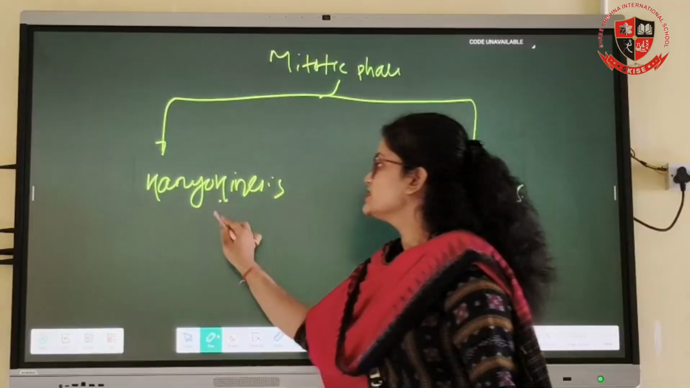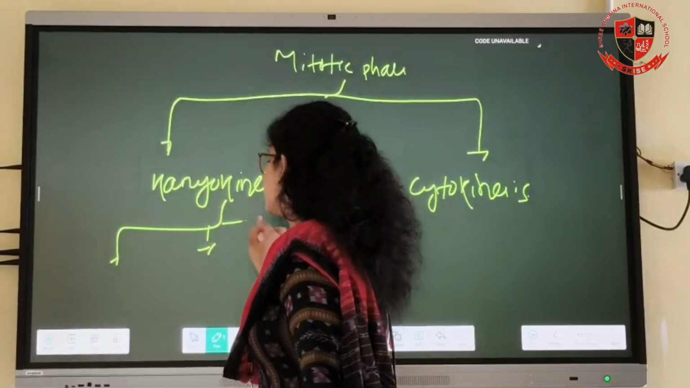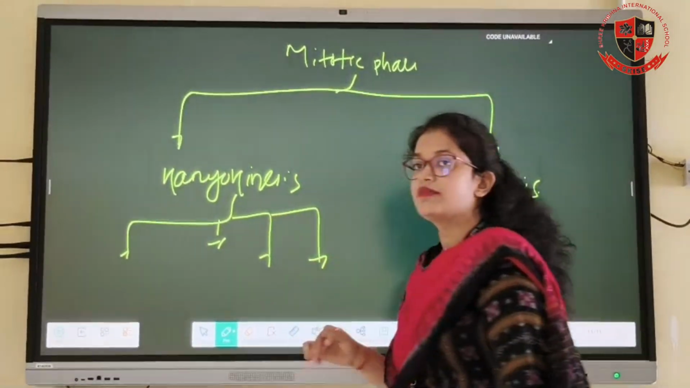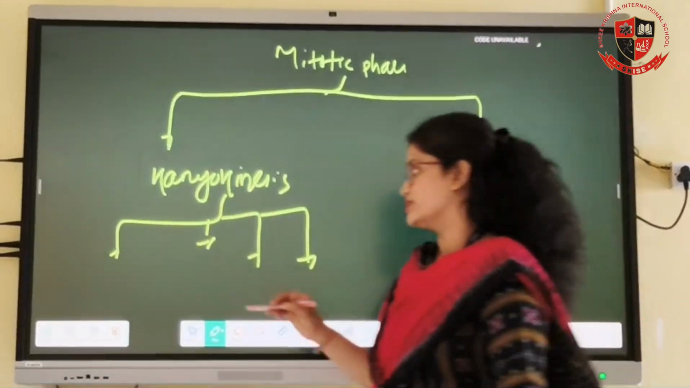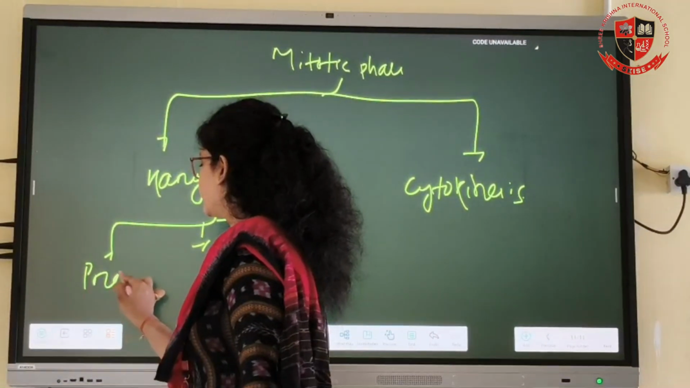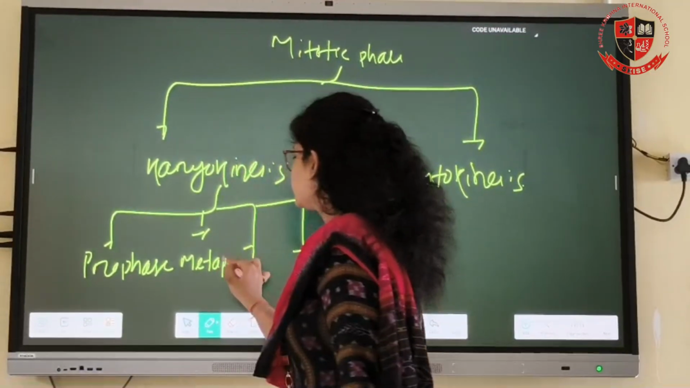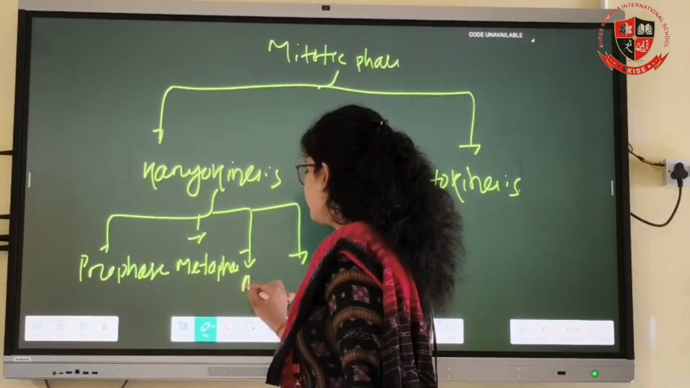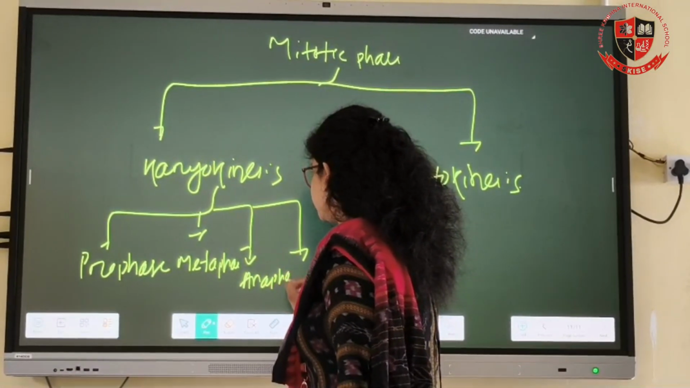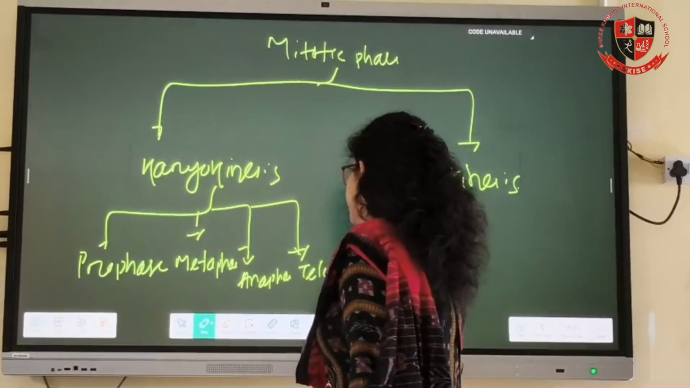Then karyokinesis is divided into four types: prophase, metaphase, anaphase and telophase.